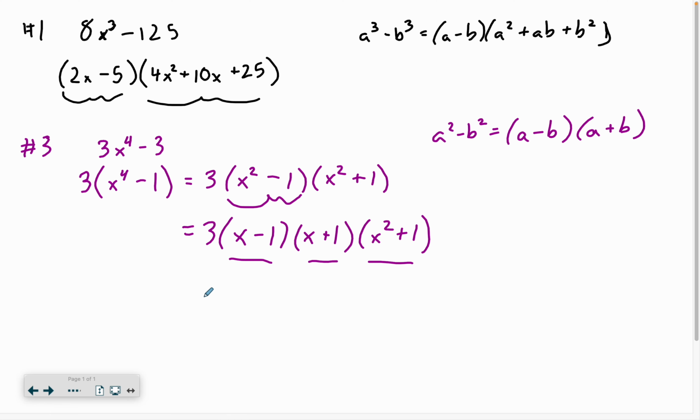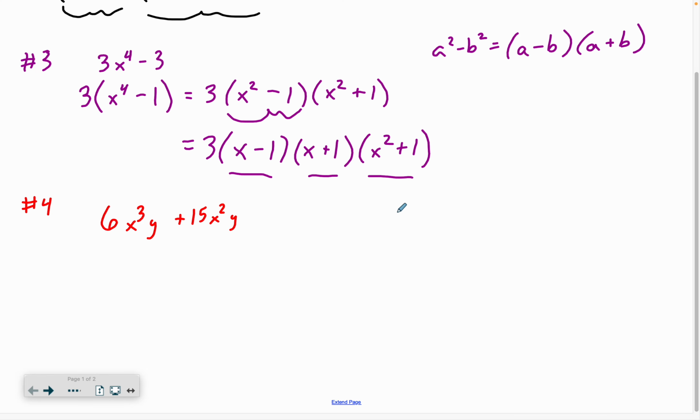Okay, let's take a look at number 4 then. So I'm just trying to do a few different problems, a few different strategies of the problem types that you see. So we have 6x cubed y plus 15x squared y. So now that we just have a bunch of variable terms here and a coefficient, always look for the GCF.